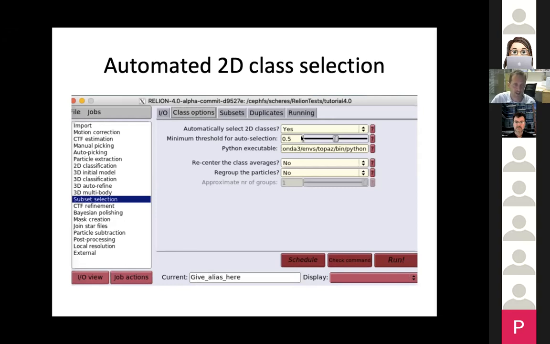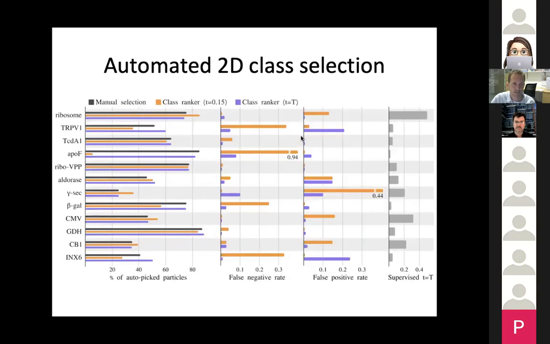That was the whole idea of using this continuous score rather than a single good or bad classification, which has been proposed by others. Now, how does that work? So we tested this on 12 data sets that we downloaded from EMPIAR, including large things like the ribosome, but also including quite small things like aldolase. That was the one I showed previously from Gabe. Gamma secretase, for example. CB1 is the membrane protein that I just showed you some 2D class images of as well.